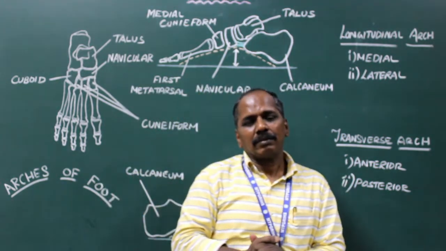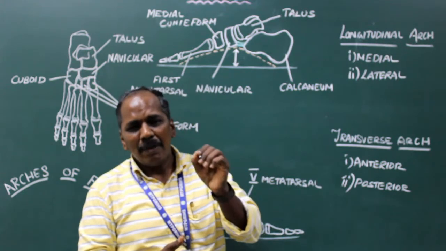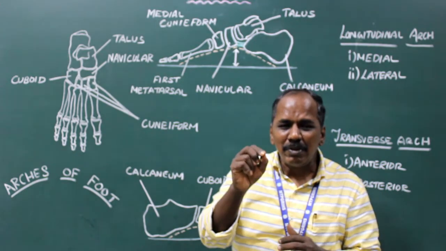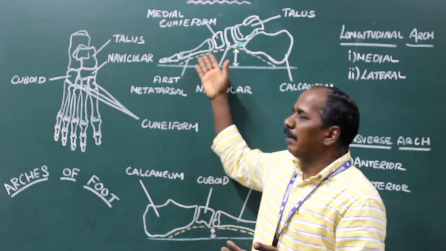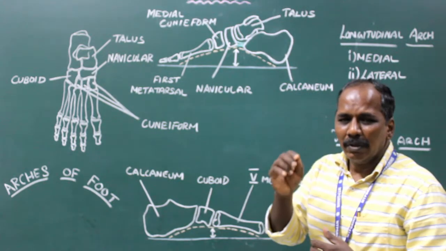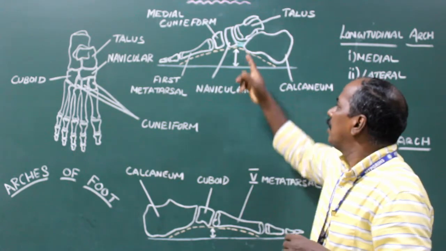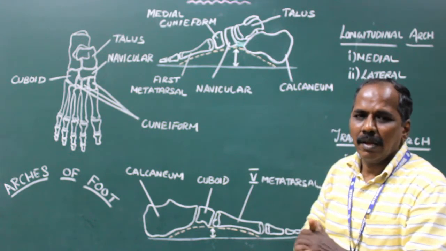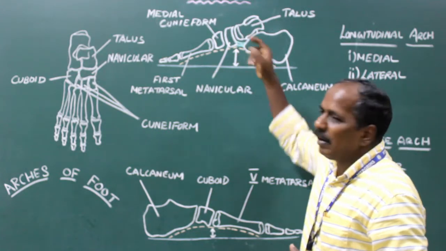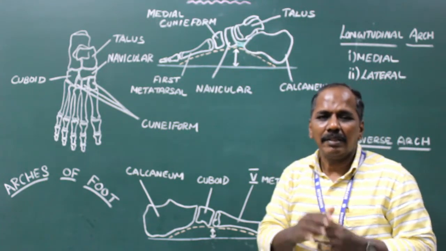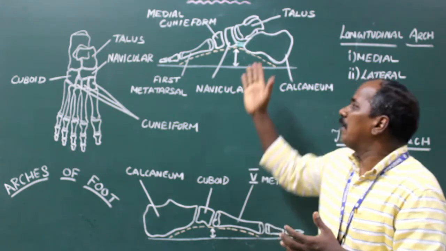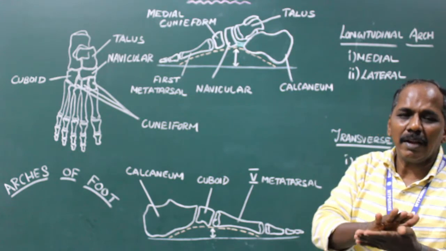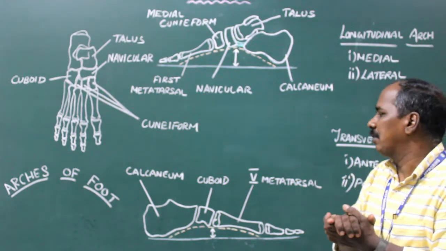Applied anatomy. Pes planus or flat foot. It occurs due to collapse of the medial longitudinal arch. Due to overstretching of the spring ligament and plantar aponeurosis, subluxation of the head of talus occurs. This results in collapse of the longitudinal arches. So it results in a condition called flat foot or pes planus.